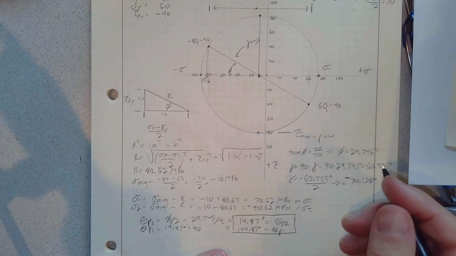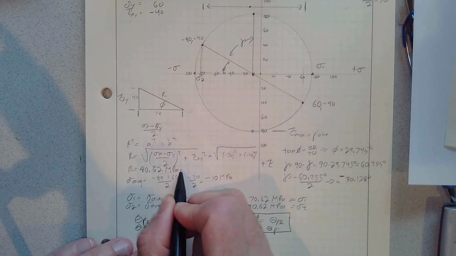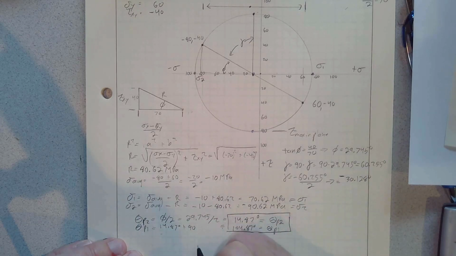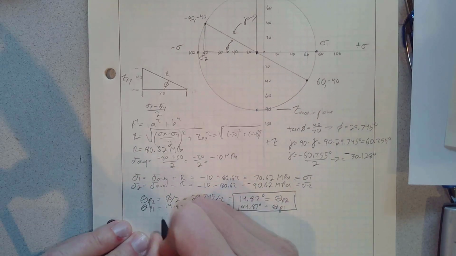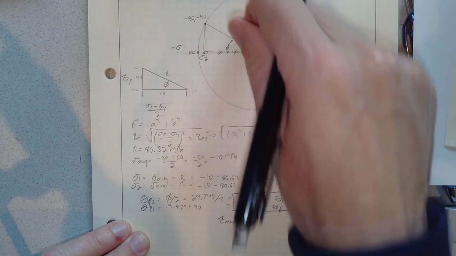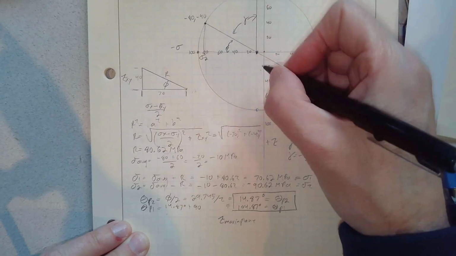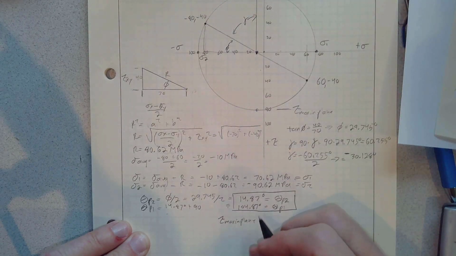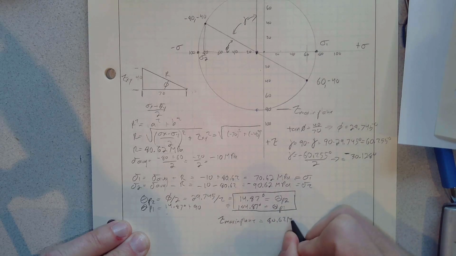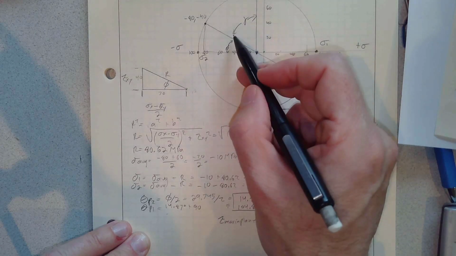We found our max in-plane shear stress. That is right here, basically. I didn't label it clearly, so let's label that one down here. That tau max in plane. We found that by just looking at the radius, right? The radius is going to be where we're at our highest shear stress, so that's equal to 80.62 megapascals.